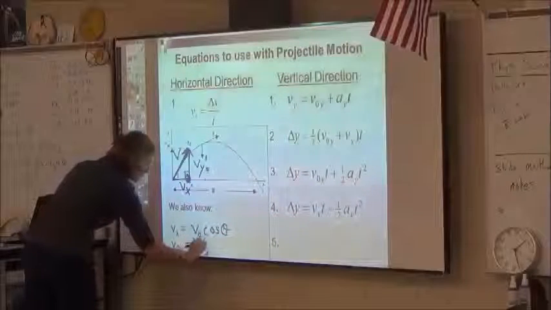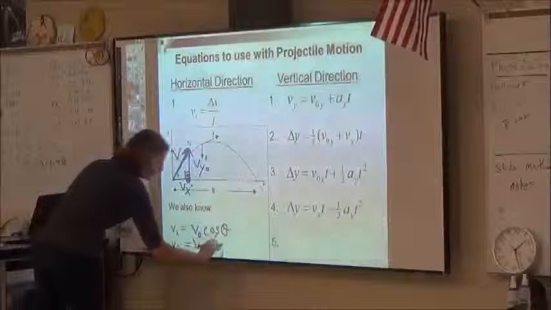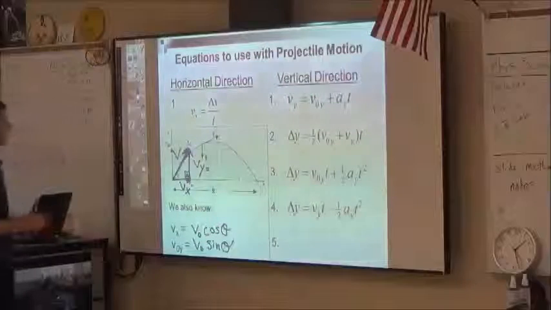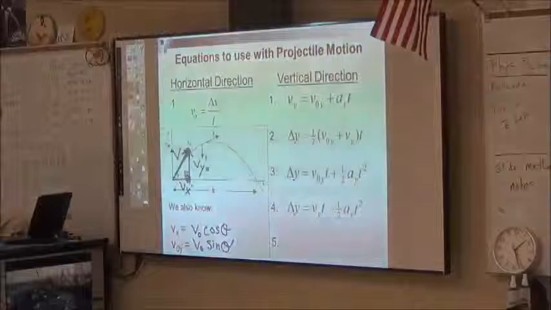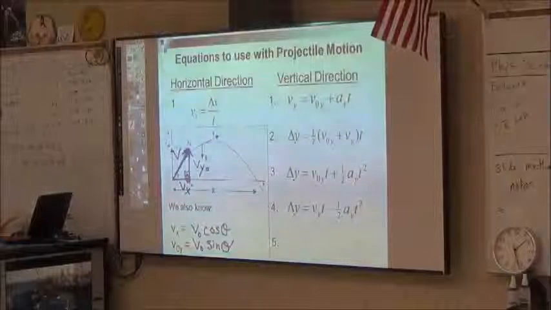And of course, the initial vertical velocity would be sine. V naught times sine of the angle.